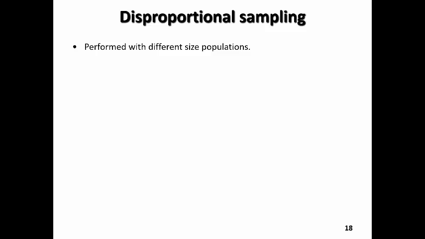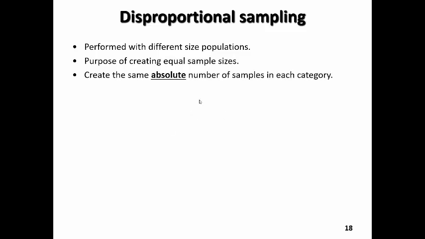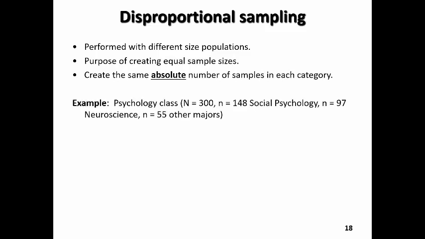Alternatively, we have what's called disproportional sampling, and disproportional sampling is performed with different sized populations with the goal of trying to create equal sample sizes. The goal here is to have the same absolute number of samples in each category, in contrast to the previous slide where we had the same relative number of samples in each category.